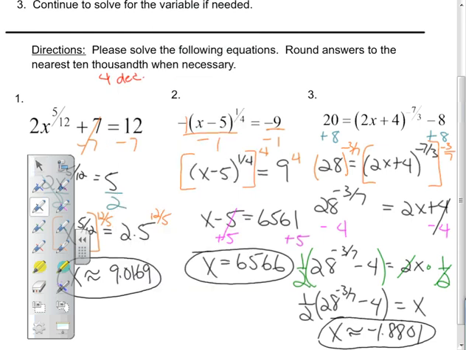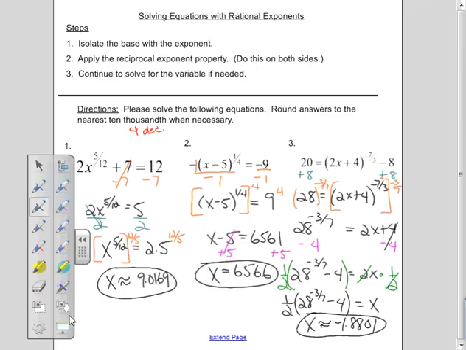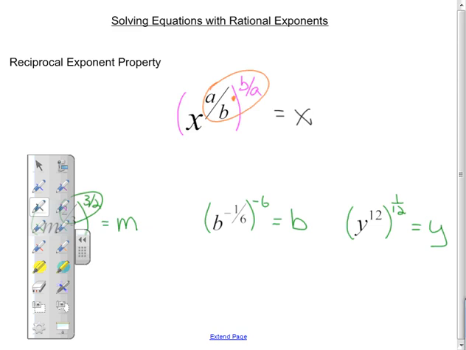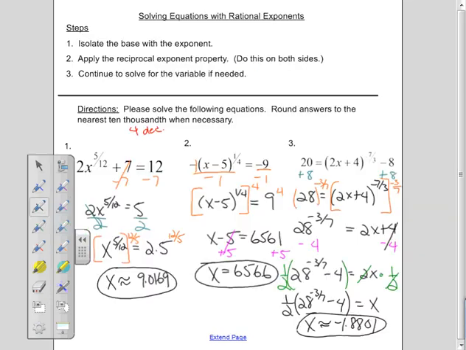And I feel even better about this algorithm that I used, which is, again, some general guidelines that say isolate the base with the exponent, apply the reciprocal exponent property, which I'll review again in a second, and continue to solve for the variable if needed. I hope this modeled also about using your calculator appropriately. So again, the reciprocal exponent property just simply states if you have a base raised to an exponent, if you raise it again to its reciprocal, it nullifies that exponent, which is a great handy thing in these problems where you are trying to, in fact, work backwards.